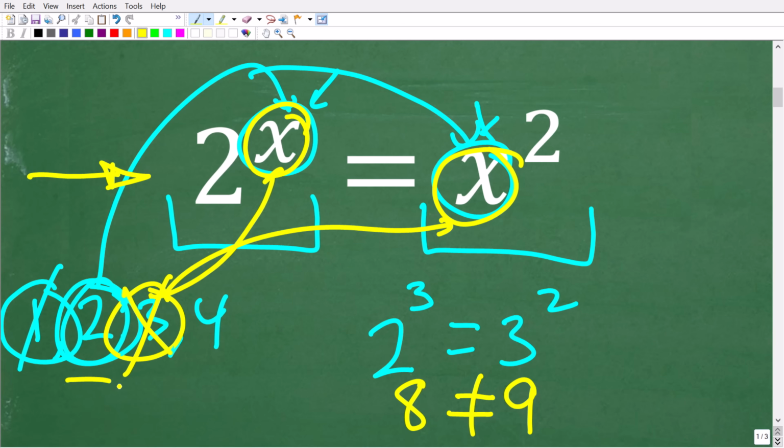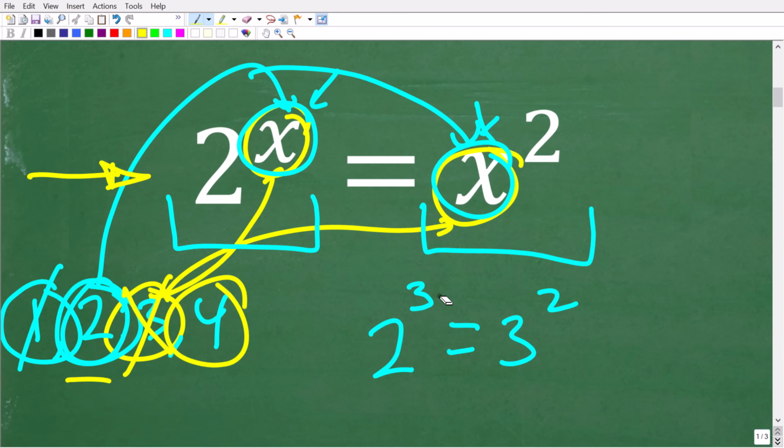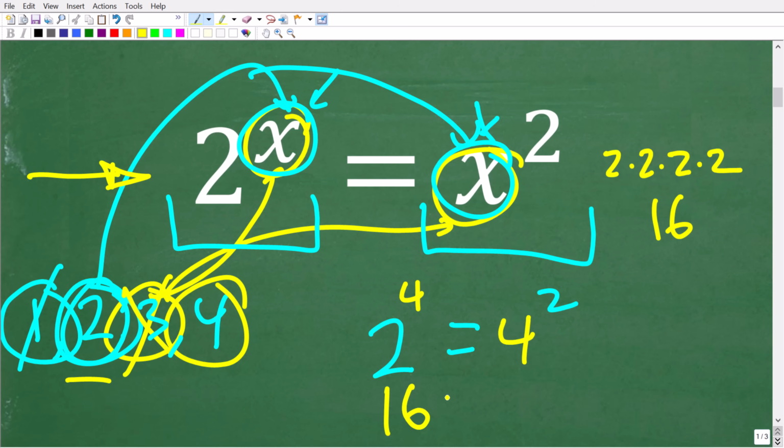Alright, so far we have 2 as a solution. Let's test 4. When we test 4, we're going to end up with 2 to the 4th power. Is this equal to 4 squared? Well, 2 to the 4th is what? This is 2 times 2 times 2, that's 8 times 2. This is 16. So 2 to the 4th is 16, and 4 squared is 16. So 4 is a solution as well.